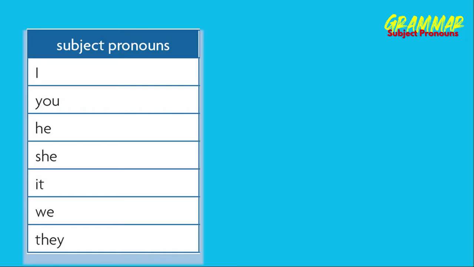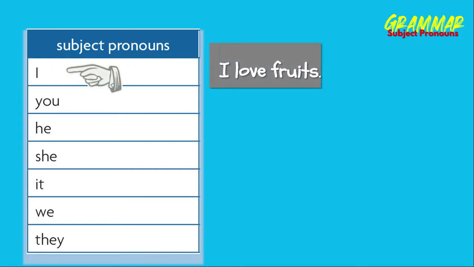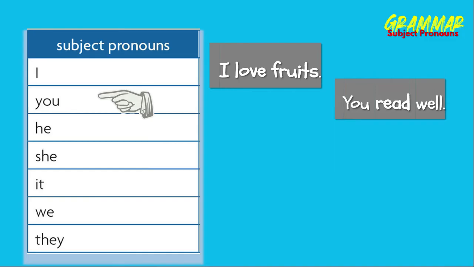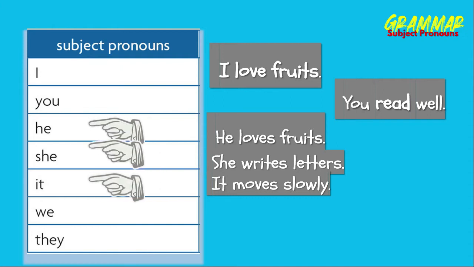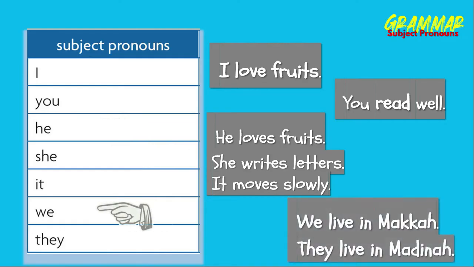Subject pronouns: I, you, he, she, it, we, and they. We say, I love fruits. You read well. He loves fruits. She writes letters. It moves slowly. And we have here, we live in Mecca. They live in Medina. These are examples of the subject pronouns.